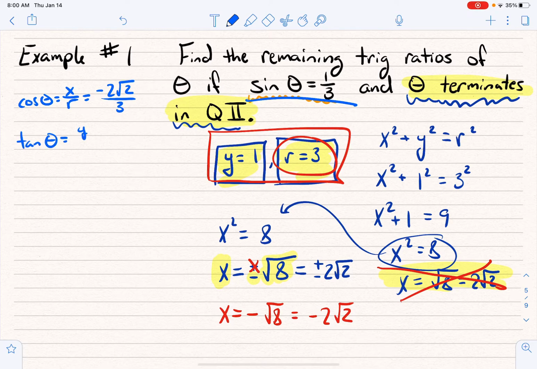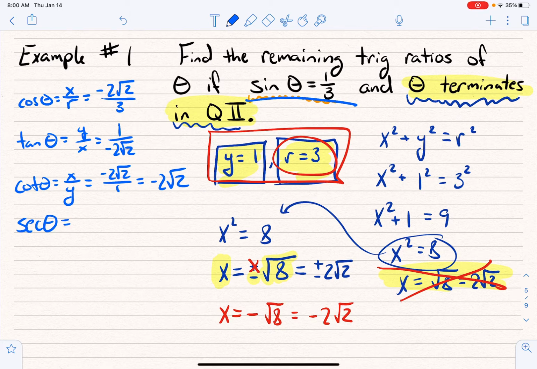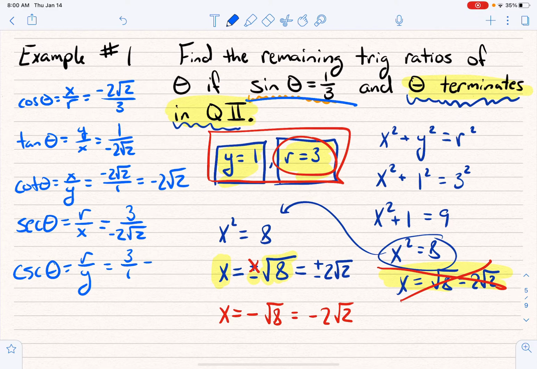Tangent theta, which is y over x, is going to be 1 over negative 2 times the square root of 2. Cotangent theta, which we switch, is now x over y. So that's going to be negative 2 times the square root of 2 over 1, or just negative 2 times the square root of 2. Secant theta is r over x, which in this case is 3 over negative 2 times the square root of 2. And cosecant theta is r over y, which is 3 over 1, which is just 3, okay?